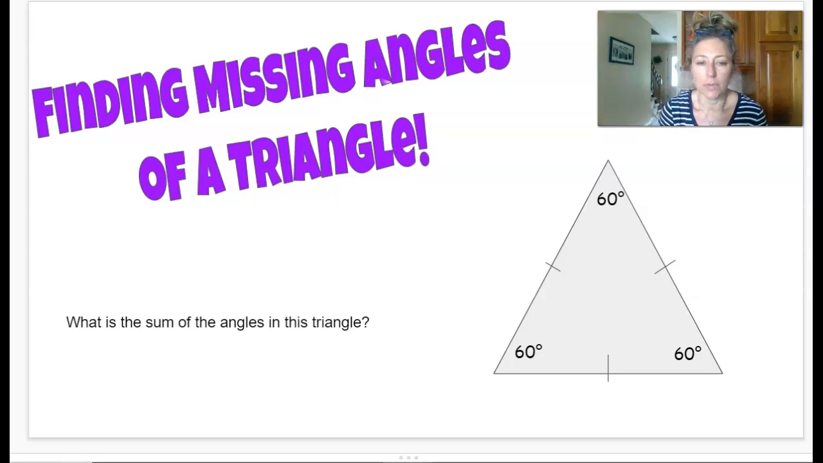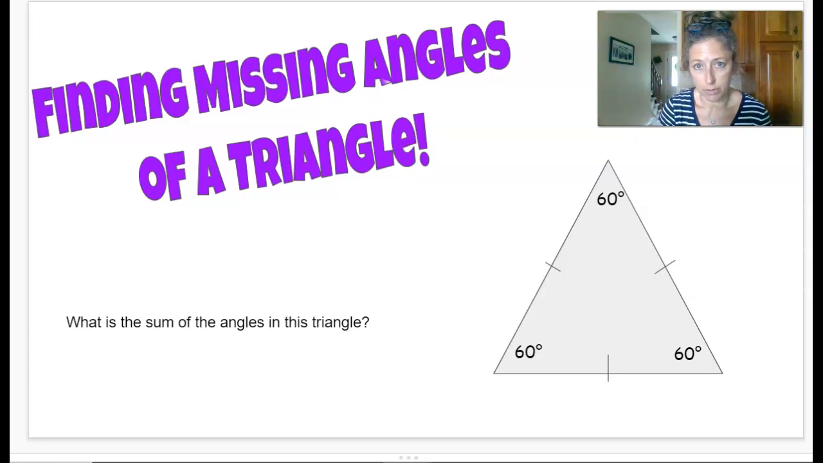The triangle below has all equal sides. It has all equal angles. It's called an equilateral triangle. Remember that because it's going to be useful later on. What I want you to do right now is find the sum of all three angles that I gave you here. Find the sum.